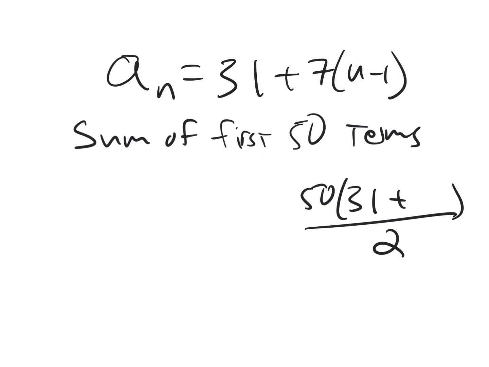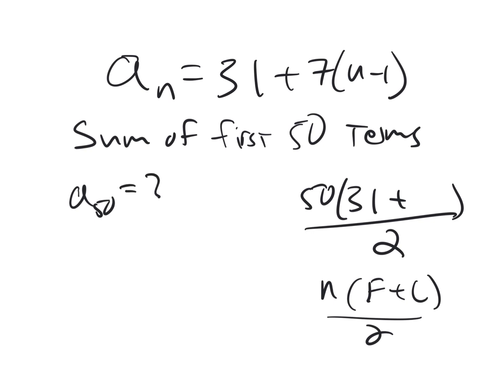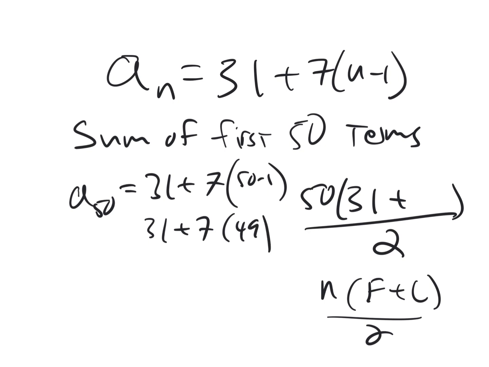That's the sum of an arithmetic series: n times the first term plus the last term, all over 2, n being the number of terms. So I need to find out the last term, the 50th term, so I'm looking for a sub 50. We'll use that same formula we just created a minute ago. So 31 plus 7 times 50 minus 1. So it's 31 plus 7 times 49.